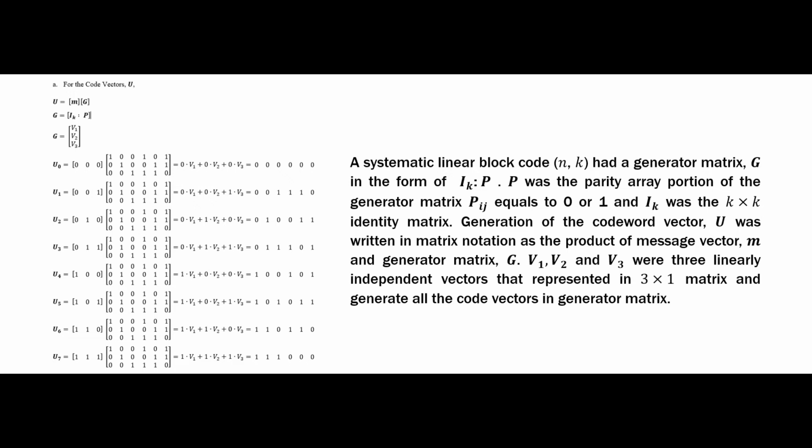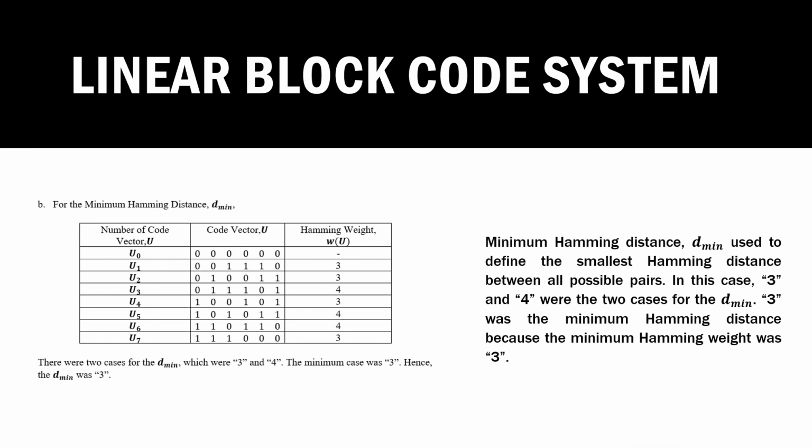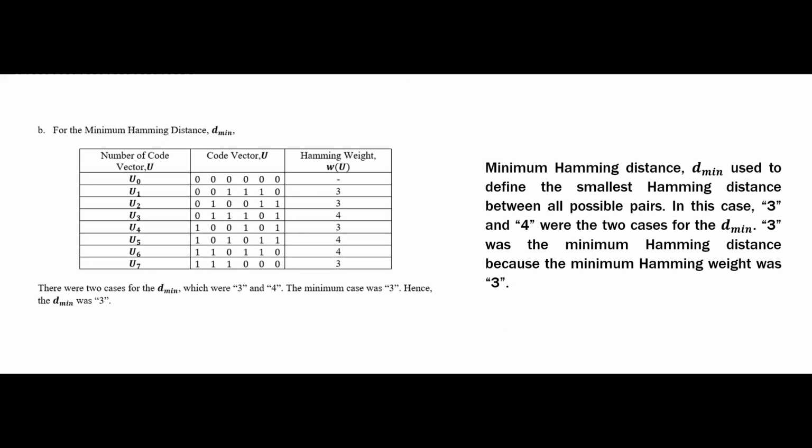V1, V2, and V3 are the three linearly independent vectors that generate all the code vectors of the generator matrix, shown from U0 to U7. Minimum Hamming distance is the smallest Hamming distance between all possible pairs. In this case, 3 and 4 were the two candidates for the limit. 3 was the minimum Hamming distance because the minimum Hamming weight was 3.